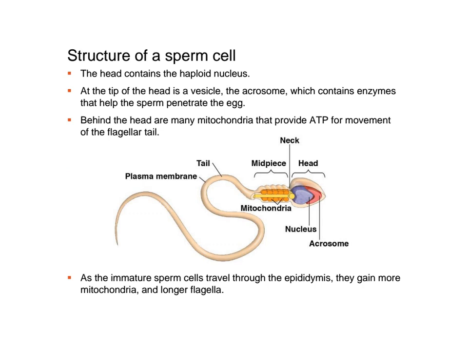This is a diagram from your book showing a mature sperm cell. The head contains the haploid nucleus, shown here. At the tip of the head is a vesicle called the acrosome, which contains enzymes that help the sperm to penetrate the egg. Behind the head are many mitochondria that provide ATP for movement of the flagellar tail.